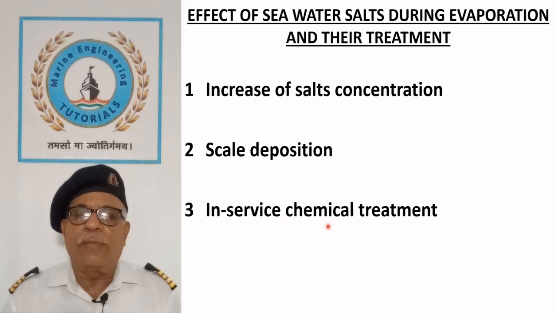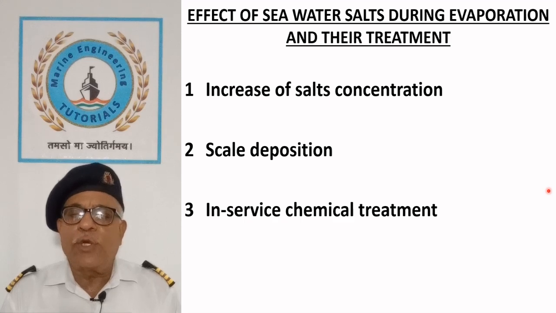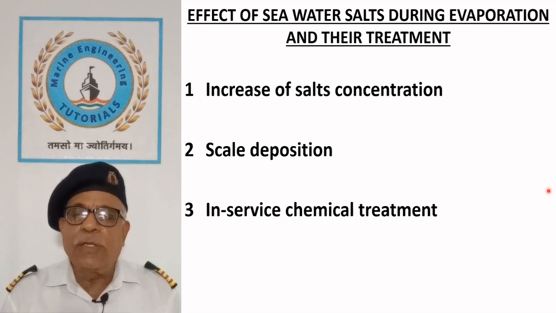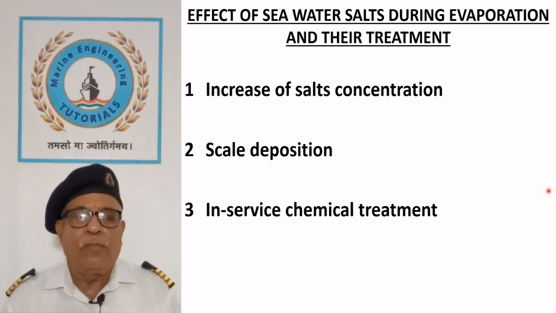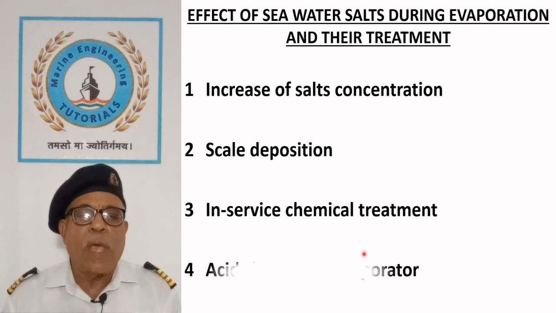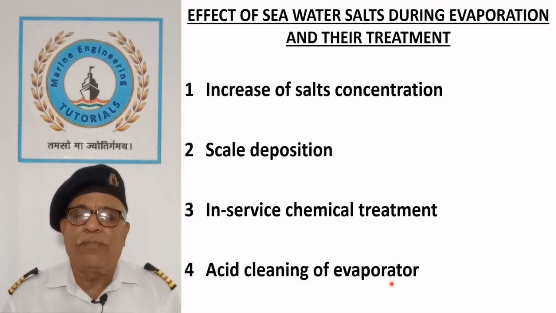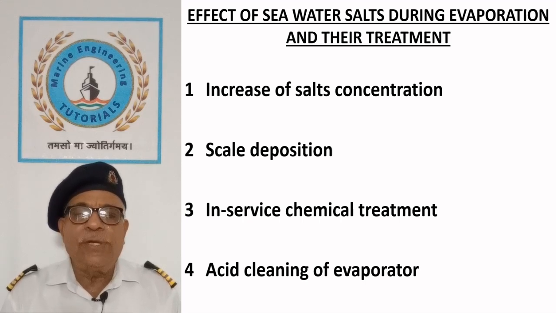In-service chemical treatment. To prevent scale formation during the operation of freshwater generator, chemical is continuously dosed in the feed water. Acid cleaning of evaporator. When the ship arrives in the port, acid cleaning of evaporator is performed to remove any scale formation and subsequently it is neutralized to remove any remaining acid which can cause corrosion.